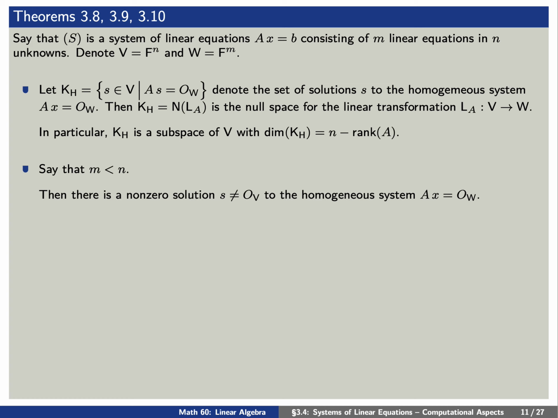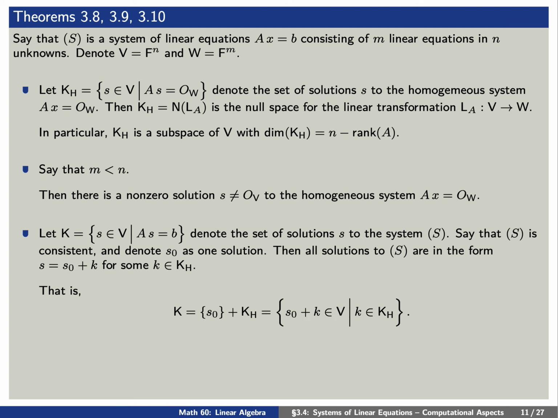Say for the moment that m is less than n. That is, that we have fewer equations than we do unknowns. Then there exists a non-zero solution S to our homogeneous equation A times x equals 0. Non-zero means that we have a vector where not all of the coordinates of the vector are 0.